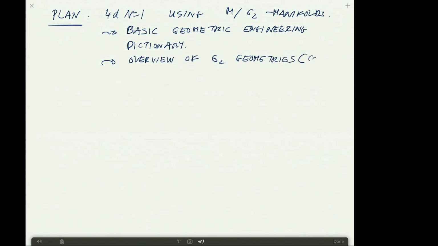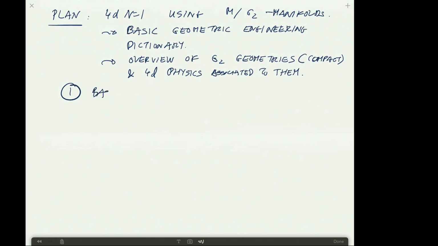in particular compact ones, and the four-dimensional physics associated with them. Okay, so plan one is, well, some basics about G2.